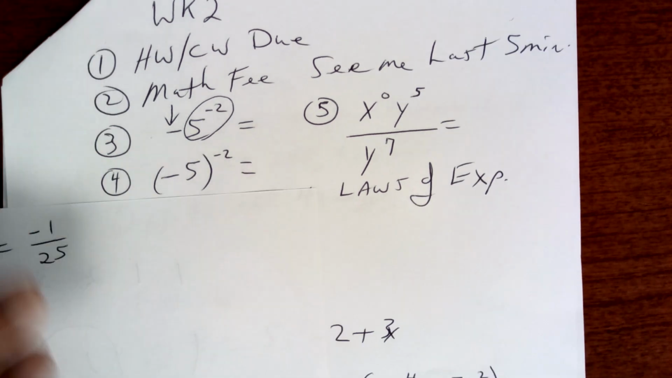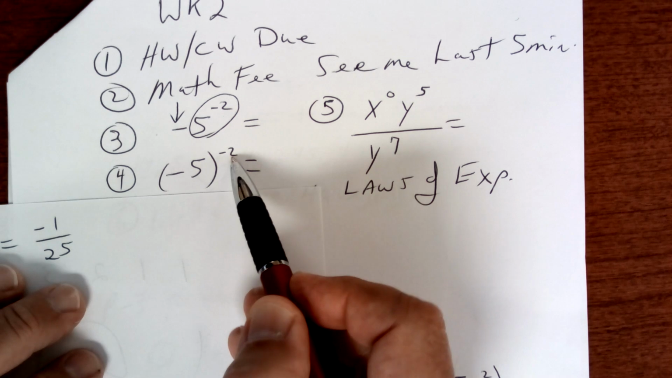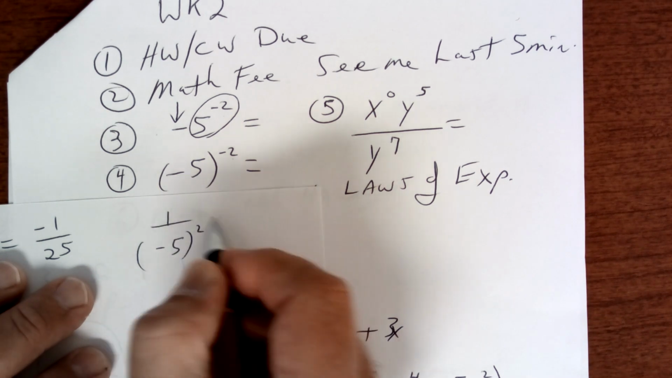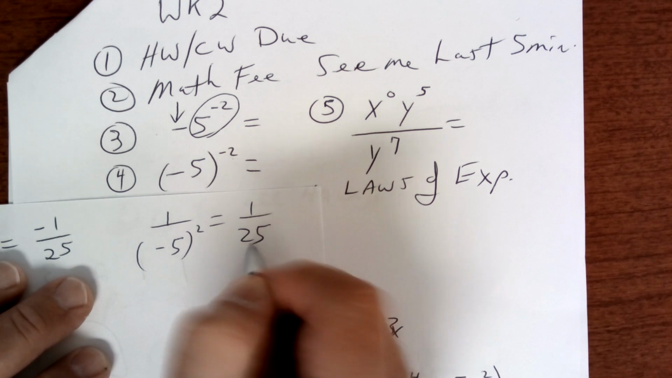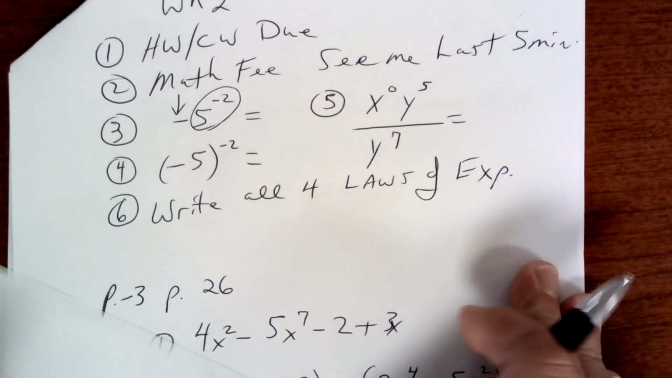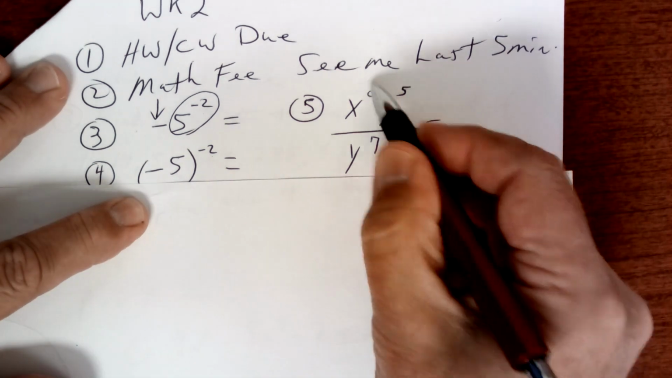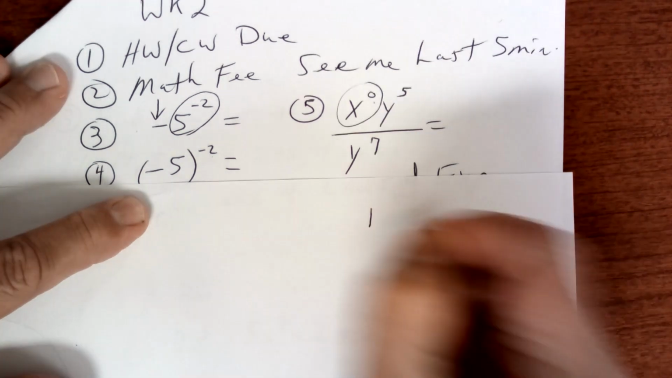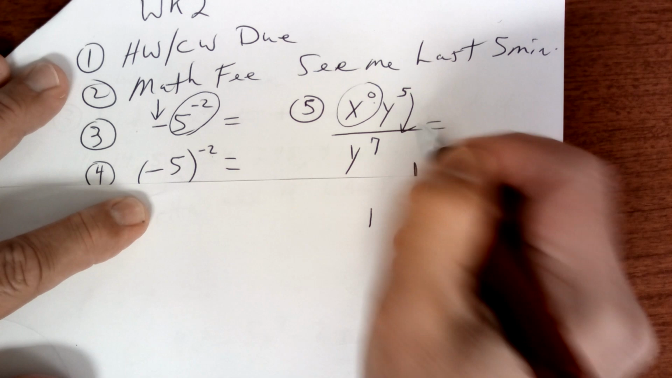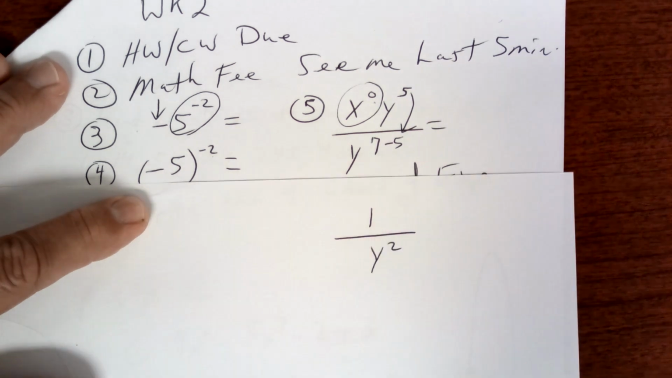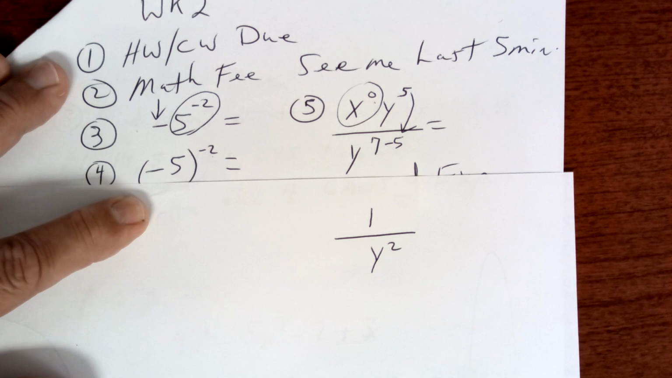This one right here, the whole thing is to the -2. So it's going to be 1 over -5 to the +2, and that's going to be 1 over 25. Okay, number 5, anything to the 0 power is 1, so that becomes a 1. The y to the 5th, I'm going to move down, that becomes a negative, so I get y to the +2. 7 minus 5, and I'm done with that one.